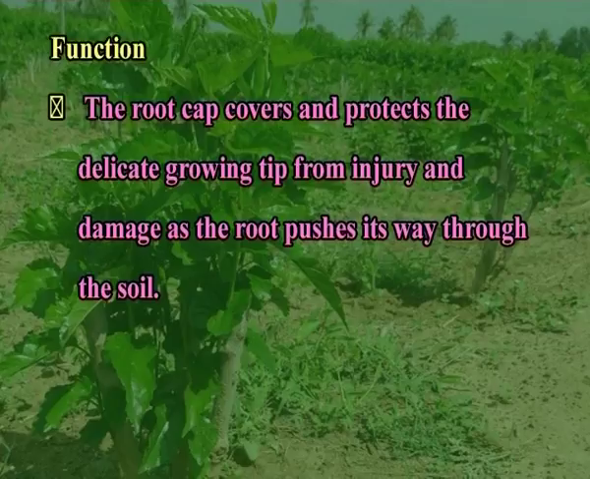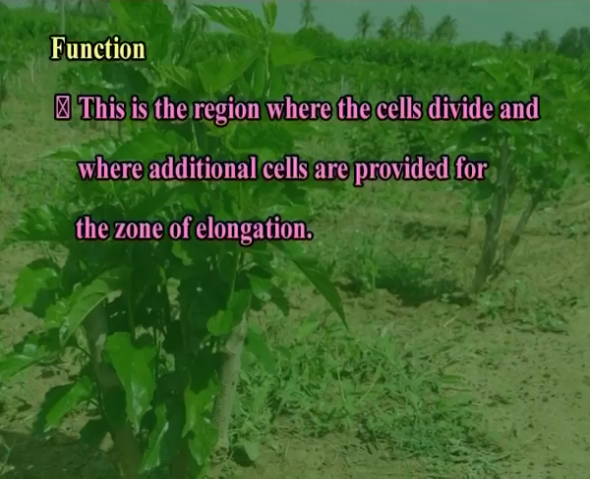Growing point: this region occurs immediately behind the root cap. The meristematic region consists of meristematic tissue and is protected by the root cap. The cells are very active and divide rapidly to form new cells which differentiate later to form more specialized root tissues. The cells of this region also replace the cells rubbed off from the root cap and provide additional cells for the next region. Function: this is the region where the cells divide and where additional cells are provided for the zone of elongation.